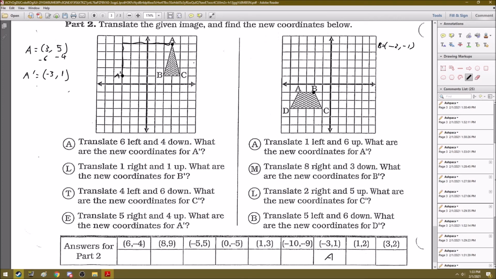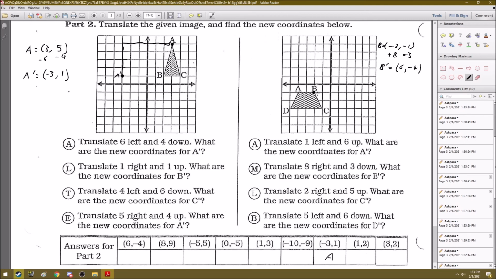add 8 to the x, because we're moving to the right. And we want to subtract 3 from the y, because we're moving down 3. So again, you can write that as +8 for the x, and a -3 for the y. So then B prime is going to equal -2 + 8, which is +6, and -1 minus 3, which is -4.